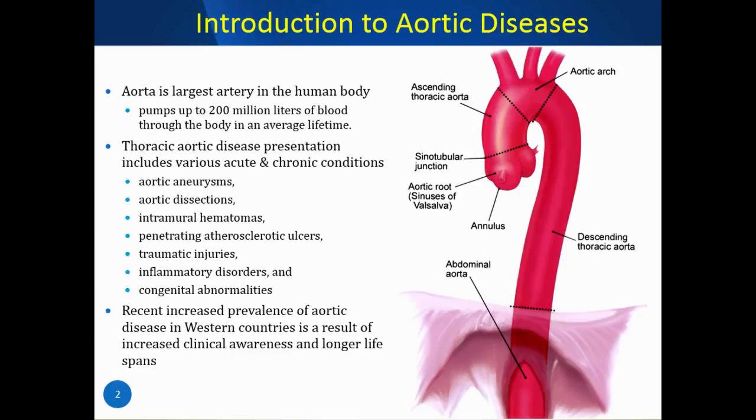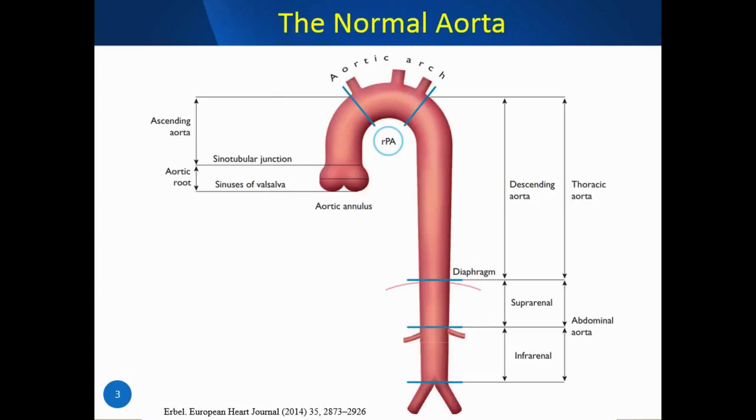Actually, believe it or not, this is the largest artery in the human body, pumping over 200 million liters of blood through an average patient's lifetime. So there are a lot of different diseases present in this organ. To begin, it's very important to know what the normal aorta looks like and how you go about naming different parts of it.